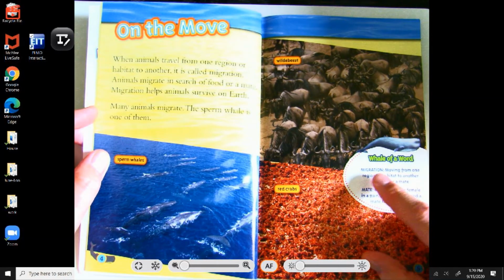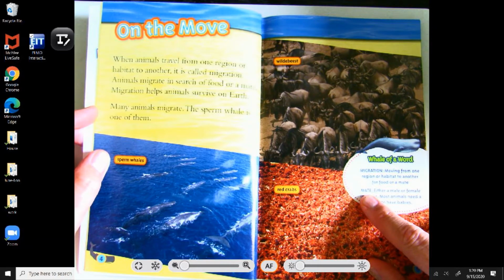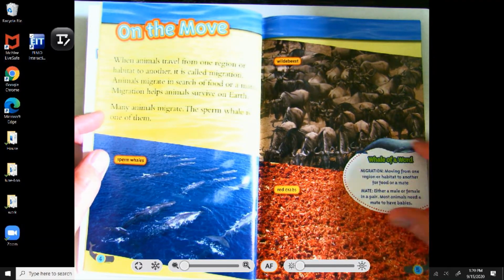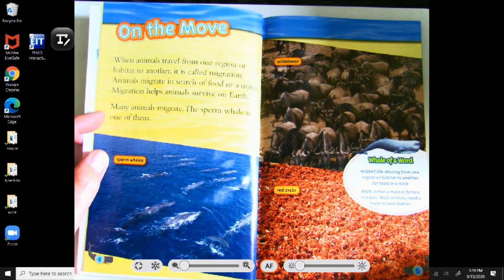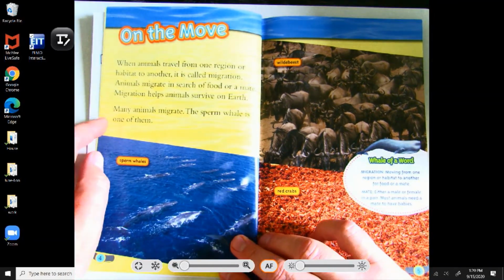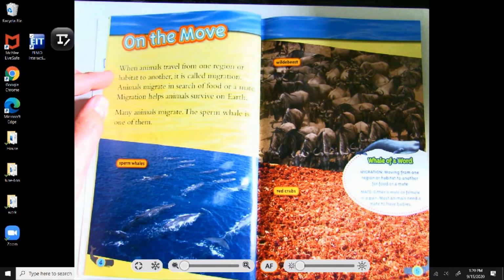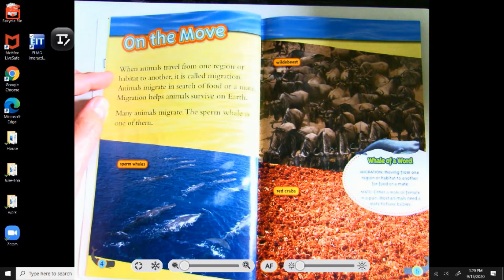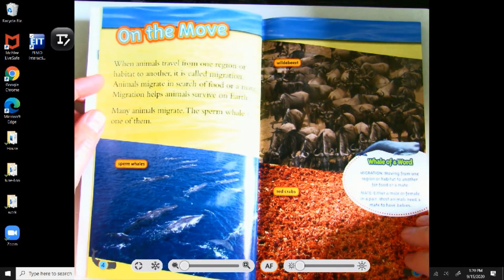Mate. Migrate. Remember that geese, we found, mate at about 3 years old and then stay together until one of them dies. Migration, mate. This text feature, right? An insert on the page. On the move. When animals travel from one region or habitat to another, it is called migration. Animals migrate in search of food or a mate. Migration helps animals survive on Earth. Many animals migrate. The sperm whale is one of them.